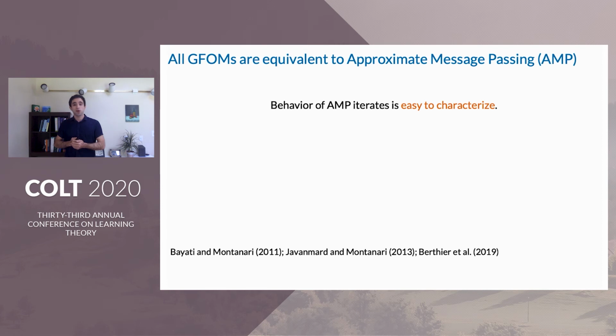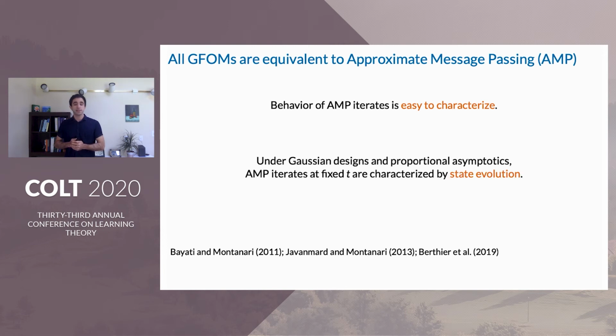The next step in our argument is to argue that all general first-order methods are equivalent to an AMP algorithm after an appropriate change of variables. If you don't know what approximate message passing algorithms are, the main feature about them that is important for this talk is that their iterates are easy to characterize asymptotically. In particular, under Gaussian designs and under a certain proportional asymptotics, the AMP iterates are characterized by something called state evolution, which you can read about in the papers listed on this slide.